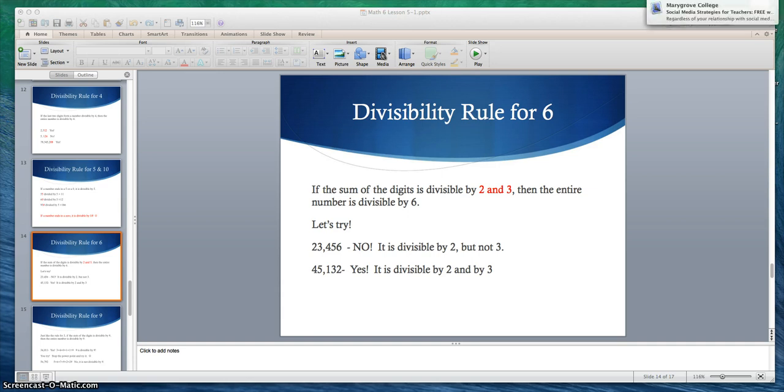23,456. No, it's divisible by 2 because it's even, but they don't add up to a number that's divisible by 3. 45,132. It's even, and when you add up all the digits, they are divisible by 3. So because it's divisible by 2 and 3, then that number is divisible by 6.